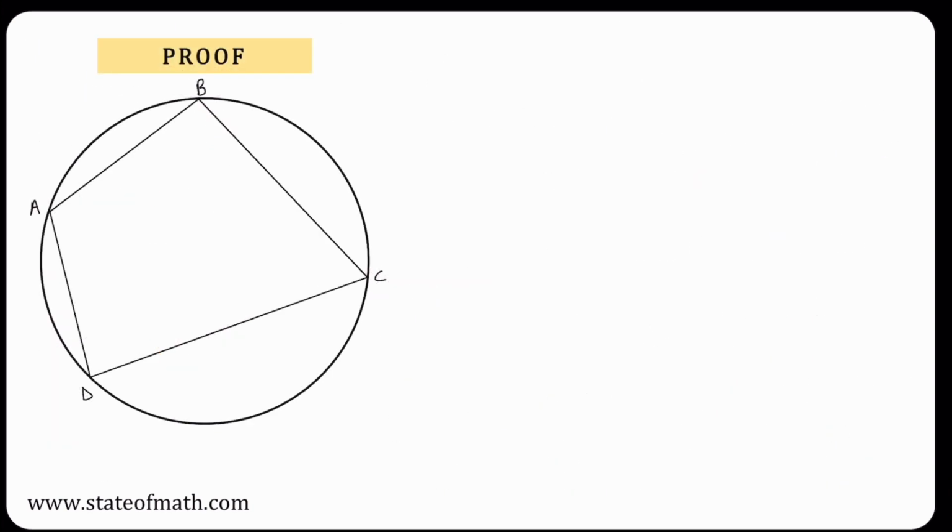So to prove this circle theorem, I will start by considering a cyclic quadrilateral ABCD. We're going to call angle BAD here theta, and similarly BCD to be phi. And we are trying to prove that these two angles should be adding up to 180 degrees.